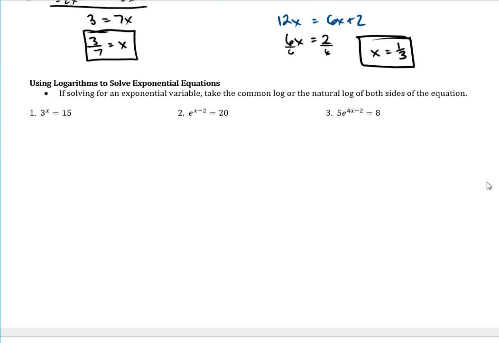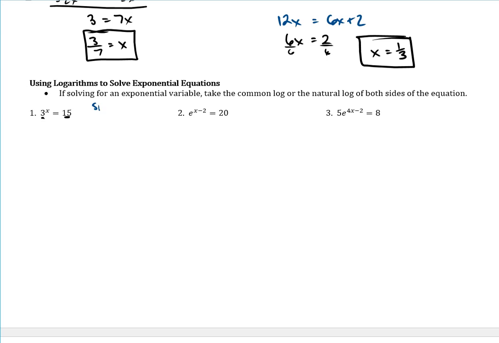So I wanted to stop that last video there because these are a little different style problems. Notice these are exponential equations. With exponential equations, we had another video in the past where we solved them by writing them as the same base. Well, like this 3 and this 15 cannot be written using the same base, so we use a different method to solve these style problems, which is to use logs.